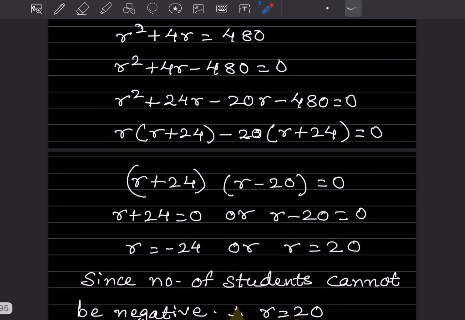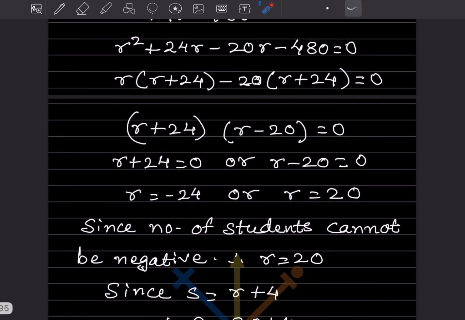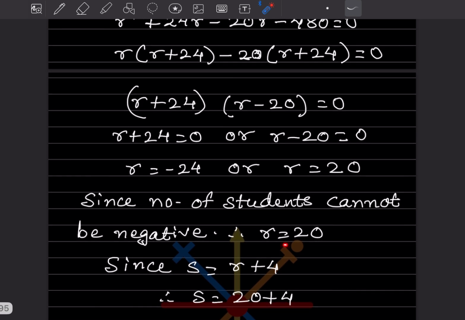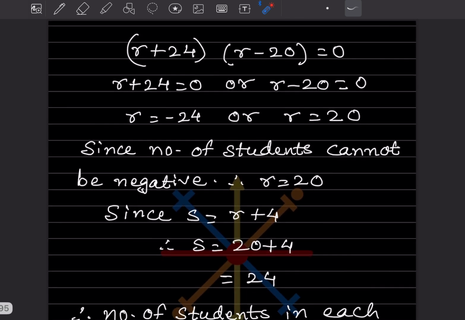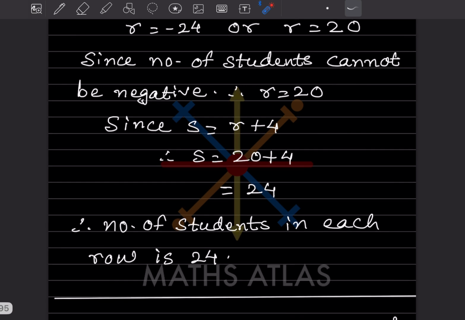So R plus 24 is equal to 0 and R minus 20 is equal to 0. So R will be minus 24 or R is going to be 20. Since the number of rows cannot be negative, we will consider R as 20. So R will be 20. As we know, S is R plus 4, so that will be 20 plus 4, that will be 24. So we can say the number of students in each row is 24.